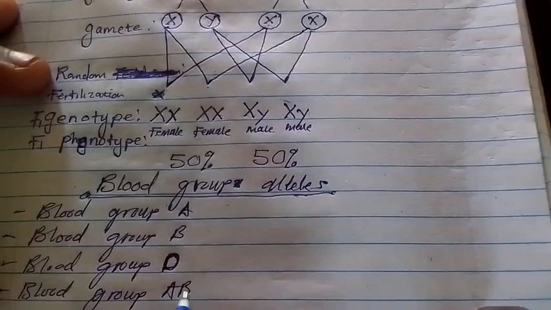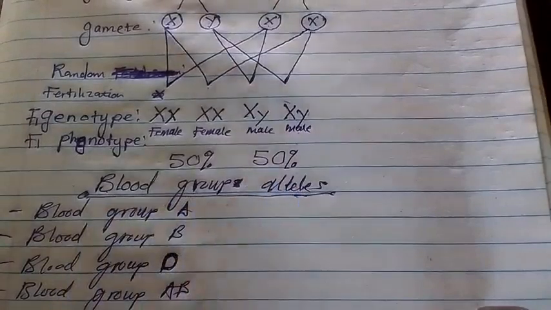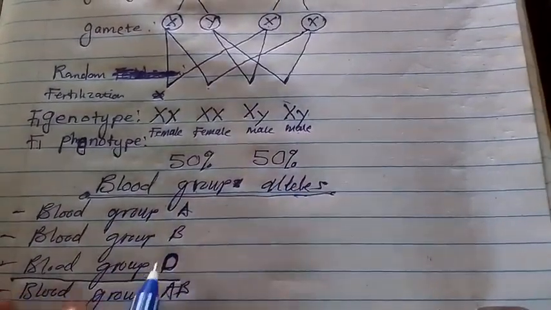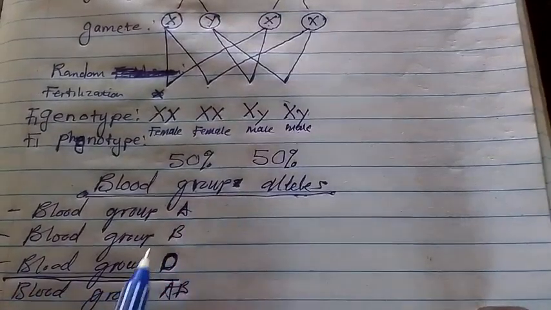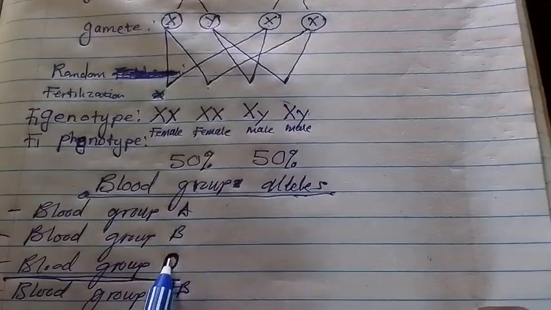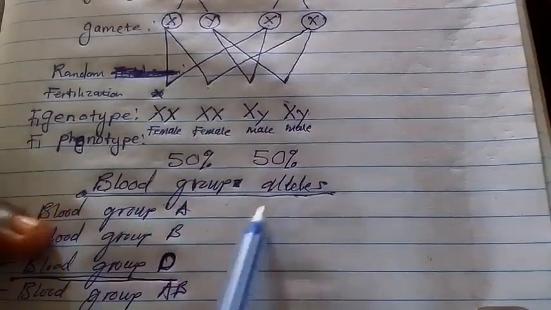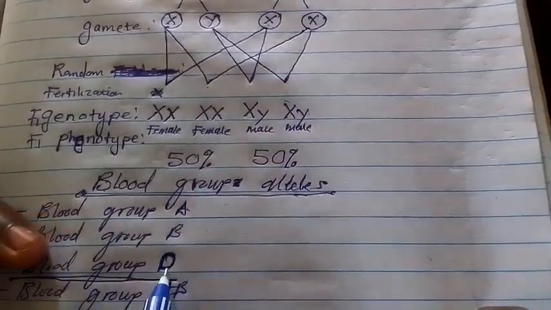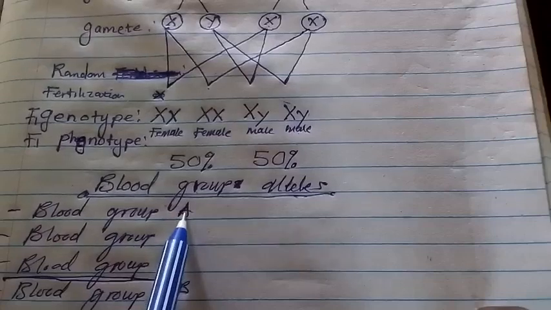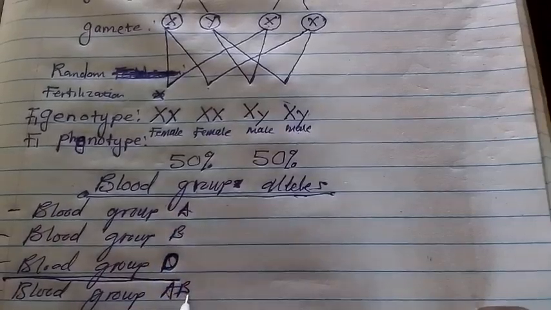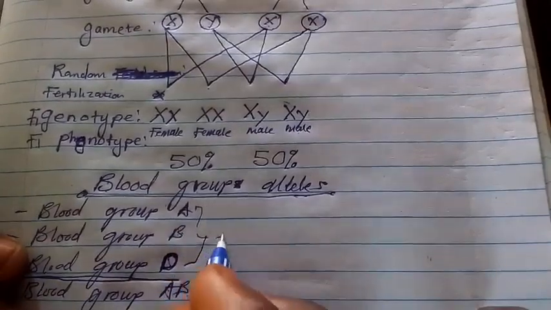But when you talk of blood group alleles, we just end here. When you talk of blood group alleles, we only have A, B, and O. Only. Let me repeat: when you talk of blood group alleles, we only have A, B, and O. But when you talk about the blood groups, we have blood group A, B, O, and AB. So from A up to O, these are just the alleles for blood group.